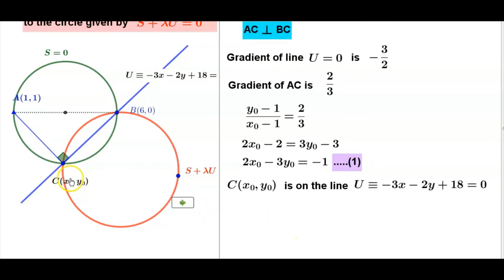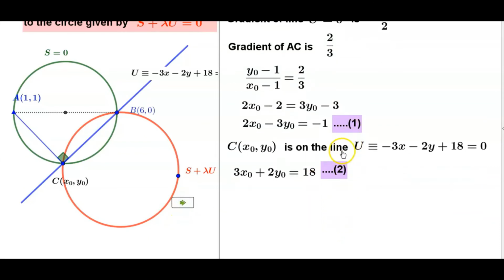This point C (x naught, y naught) is on the line U. Therefore, this point satisfies this equation: x naught, y naught satisfies this equation. Minus 3x naught minus 2y naught plus 18 is equal to 0. Therefore, 3x naught plus 2y naught is equal to 18. This is equation number 2.